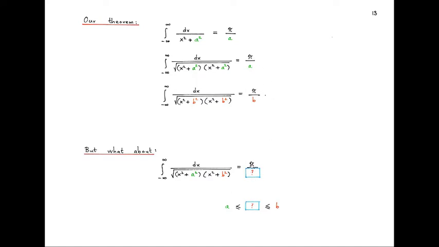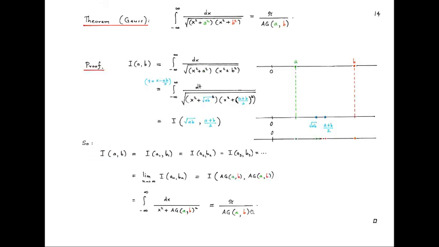So if we write it as pi by something, that something has got to be in between a and b. So it's a mean. But which mean? Well, Gauss proved that in fact this integral is pi divided by the arithmetic-geometric mean of a and b. And how did he prove this? Well, let's see a sketch of his proof.